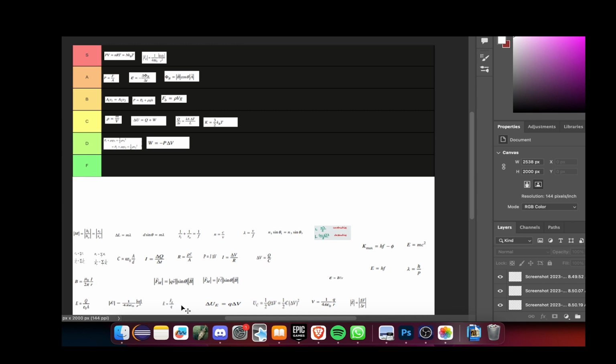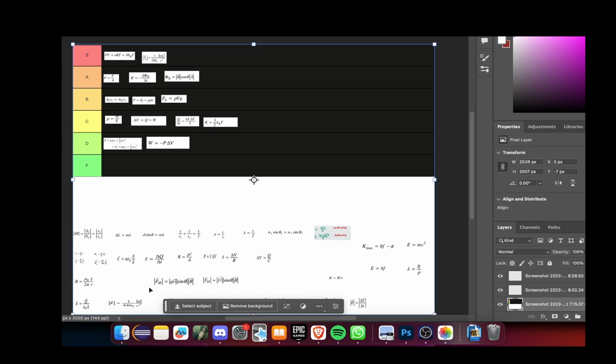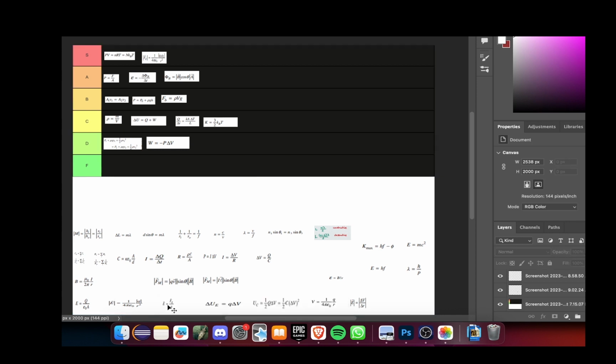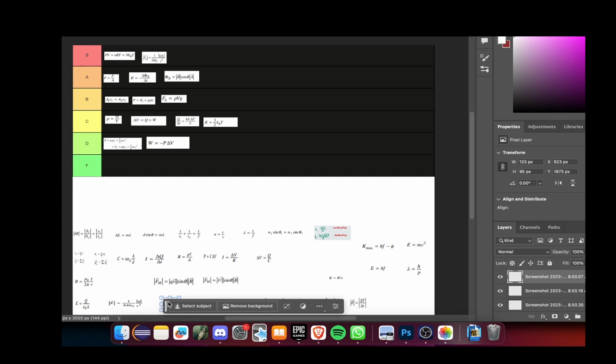Real quick, I feel like this equation E equals F_E over q doesn't deserve to be sorted because it's just Coulomb's law and the strength of the field equation combined. So, with your permission, can I delete this? Yeah. All right. Thank you.